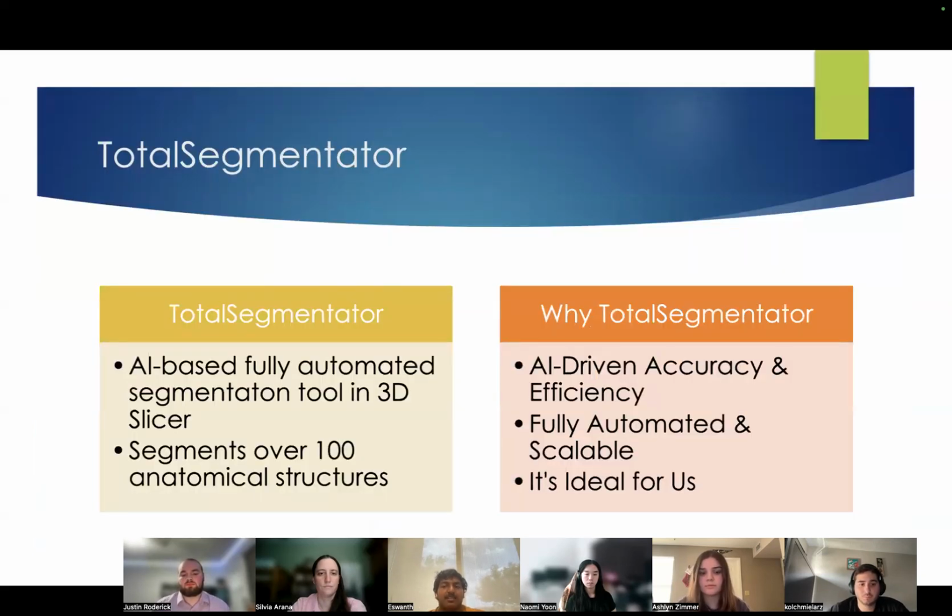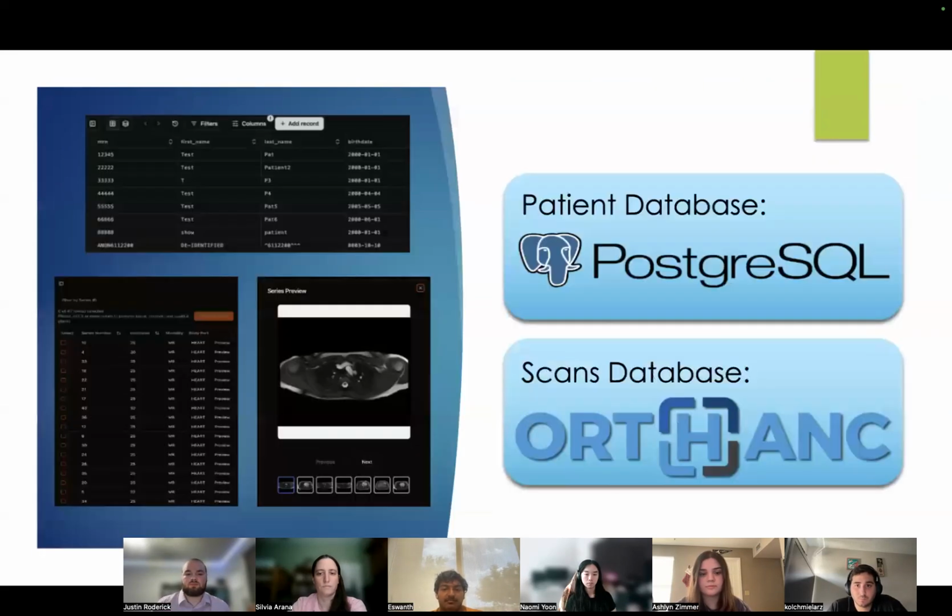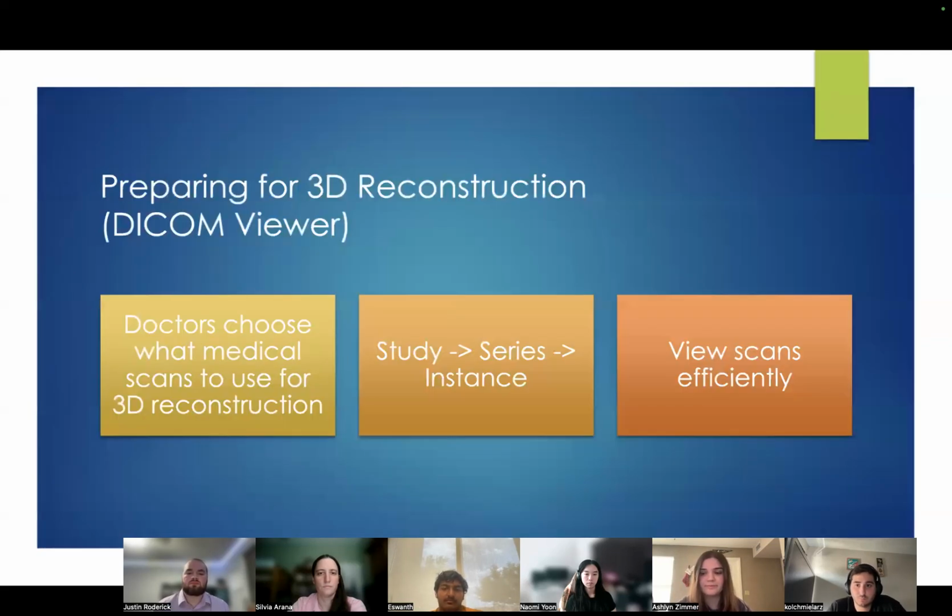So this talks about TotalSegmentator. This automates the segmentation. It identifies over 100 anatomical structures without manual input, and it's trained on 1,000 plus annotated CT scans. It delivers strong anatomical accuracy and generalization. For our patient database, we use Postgres, and for our scans database, we use Orthanc.